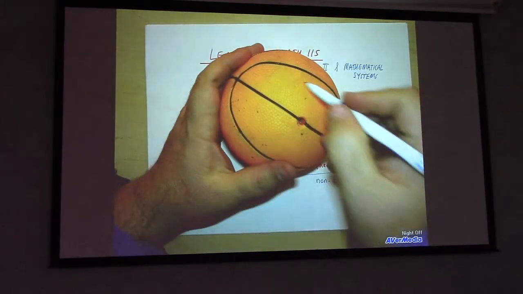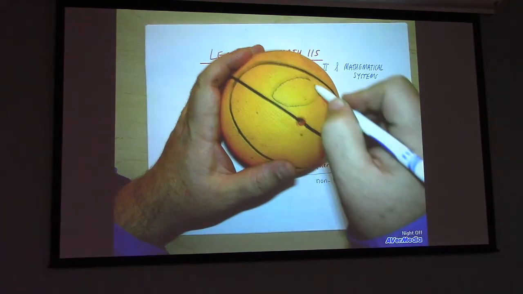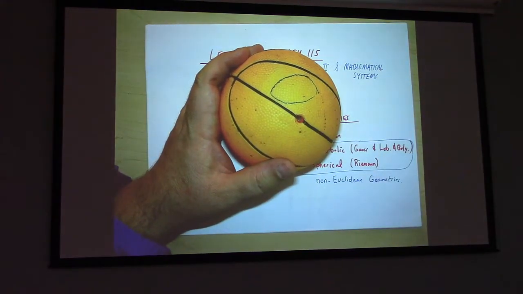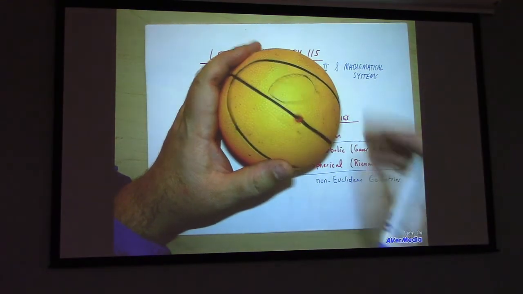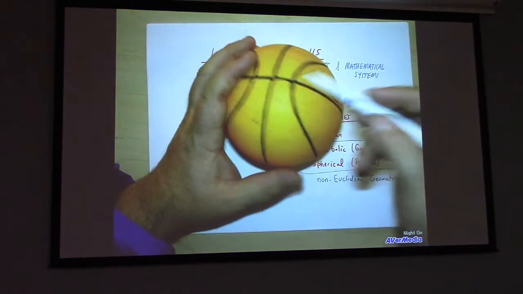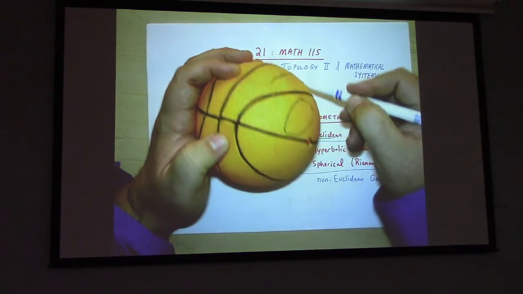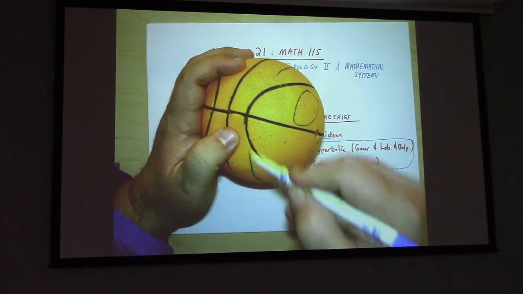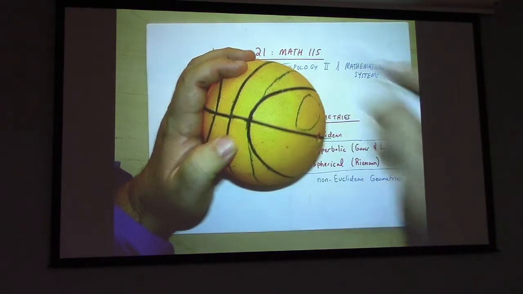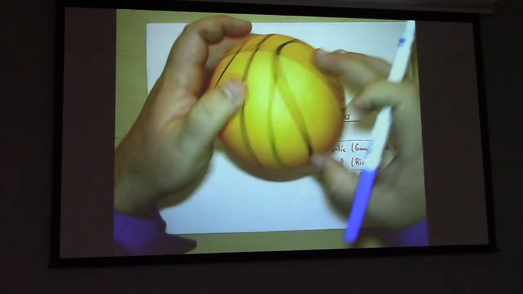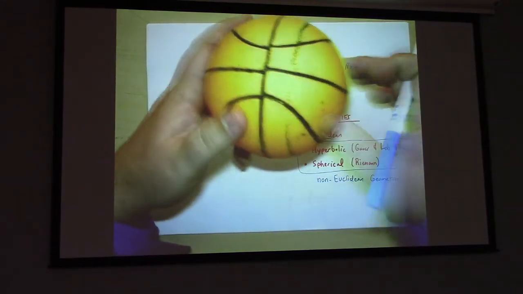So if I do like this, that would not be a great circle, right? Great circles have to go all the way around, right? So even if I did this, right? Even if I went like this, see that? This one went all the way around like that. That is not a great circle, all right?